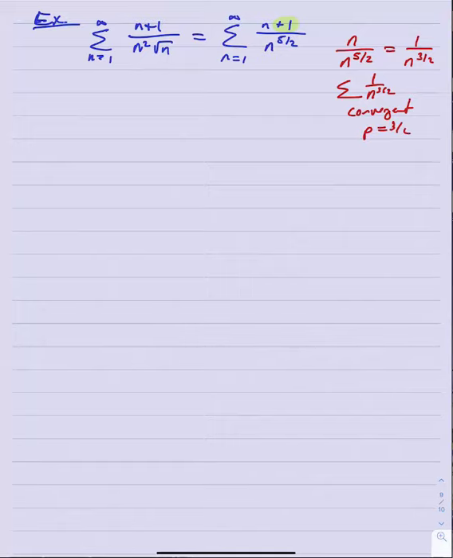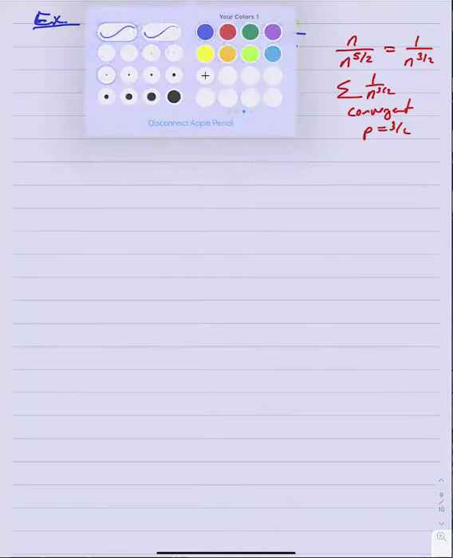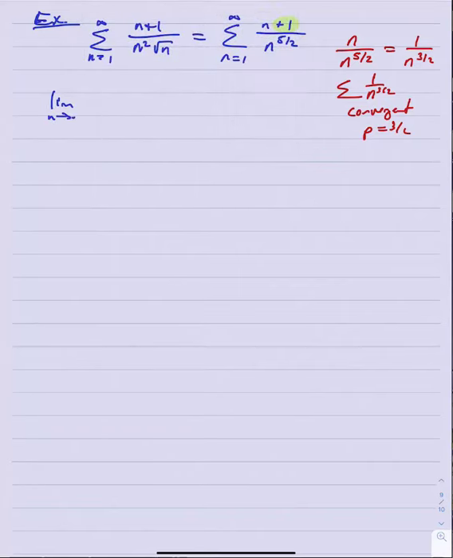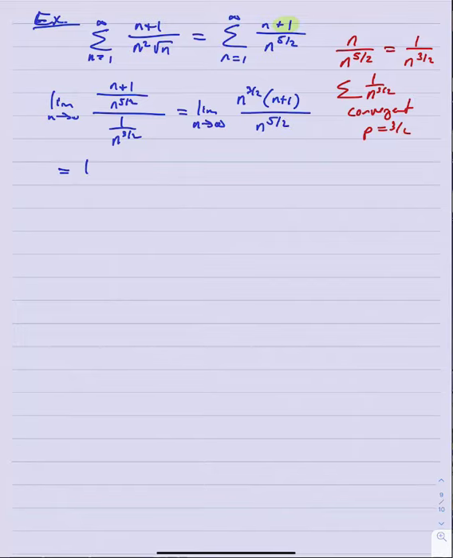So my guess is by limit comparison, I should be able to show that this guy converges. And so let's do that quickly. Limit as n goes to infinity of (n plus 1) over n to the 5 halves, compared to 1 over n to the 3 halves, which is limit as n goes to infinity. If I flip that 1 over n to the 3 halves, let's just write it as n to the 3 halves times (n plus 1) over n to the 5 halves, which is limit as n goes to infinity.